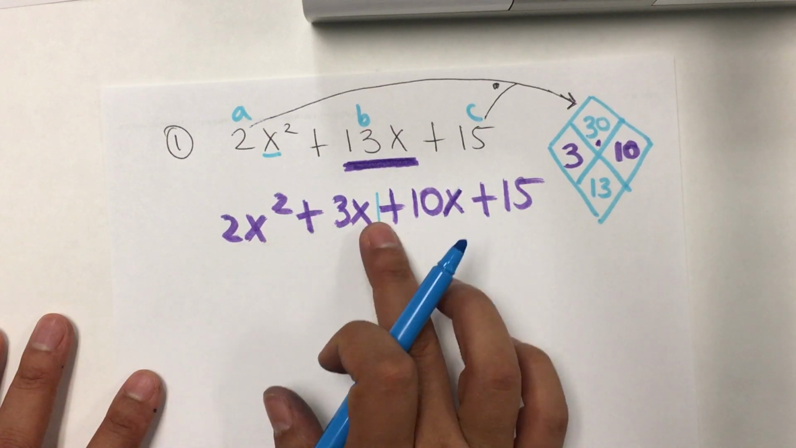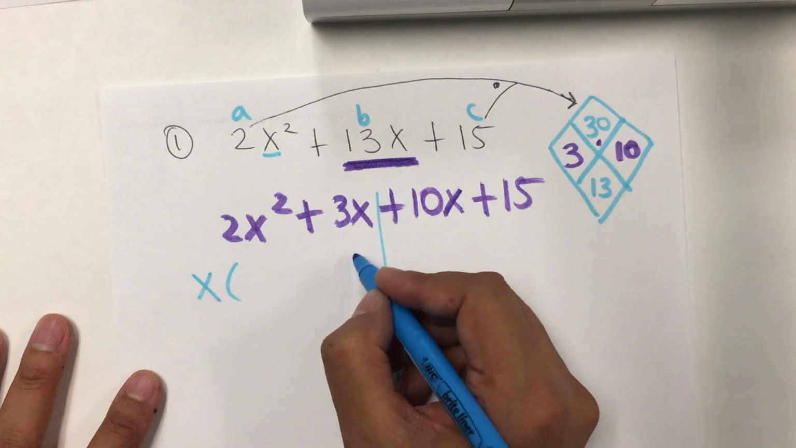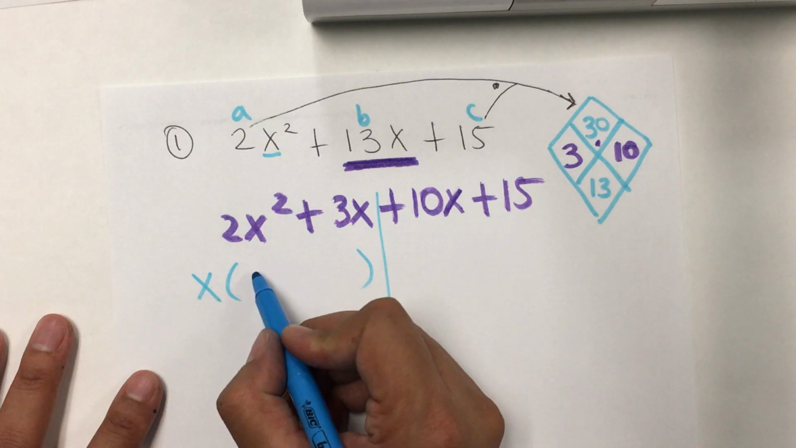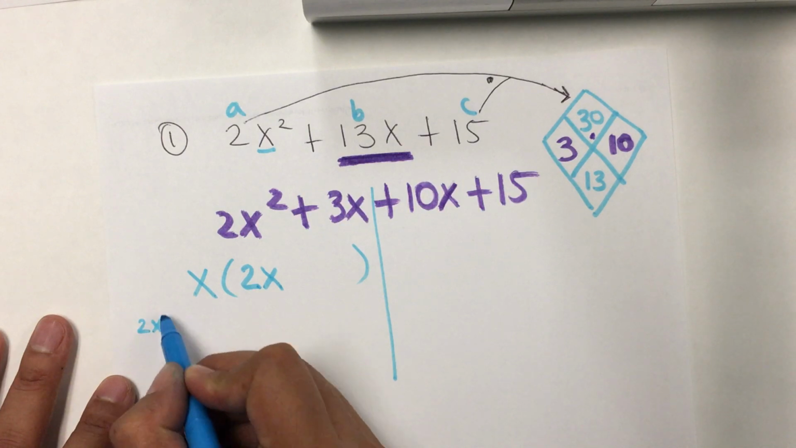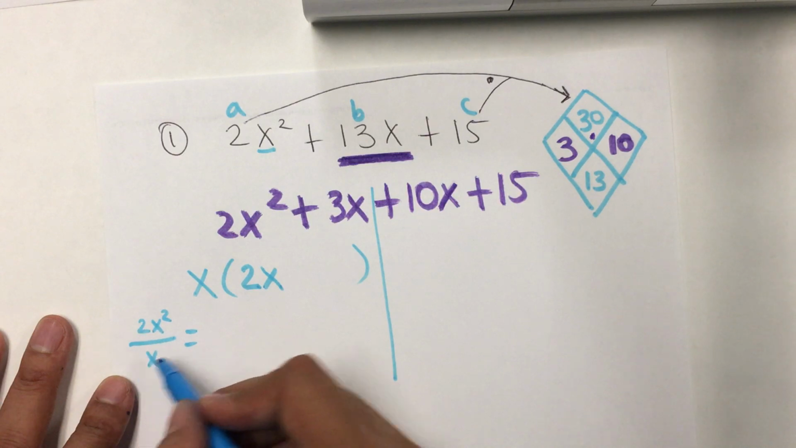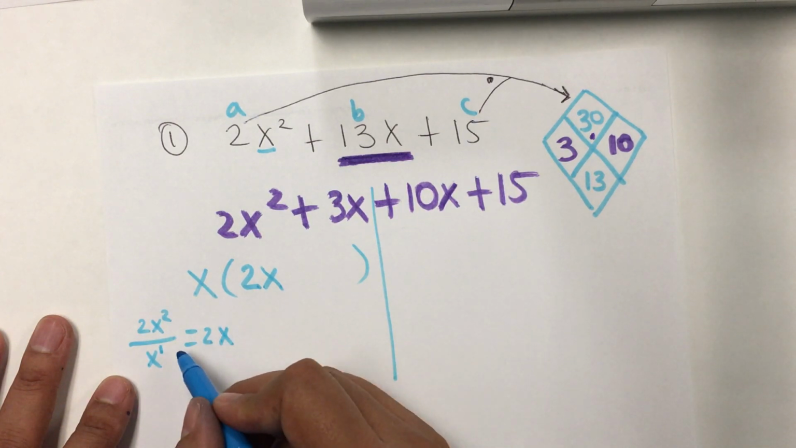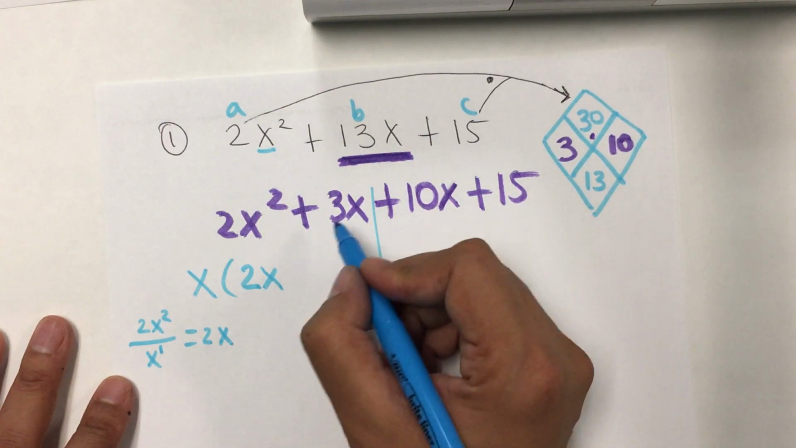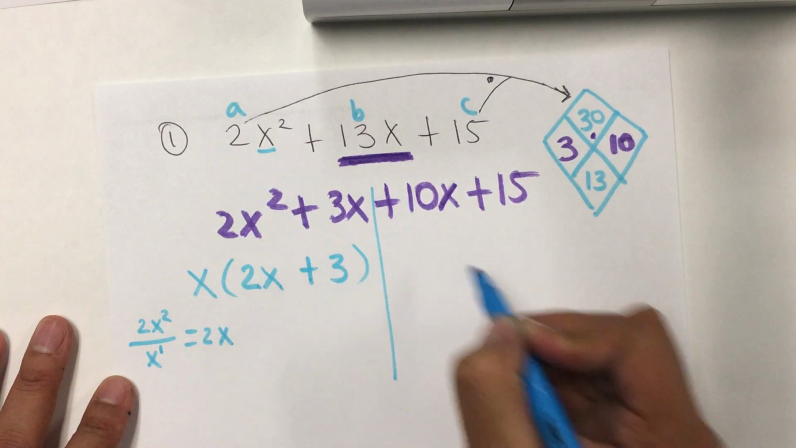The greatest common factor for x is the variable with the smallest exponent. And so we start dividing. 2x squared divided by x is 2x. Remember that if you need to see it, it's 2x squared divided by x. Basically, 2 divided by 1 is 2. x squared divided by x: remember that we keep the base and subtract the exponents. 2 minus 1 is 1. And then 3x divided by x, the x cancels, and you only have 3.